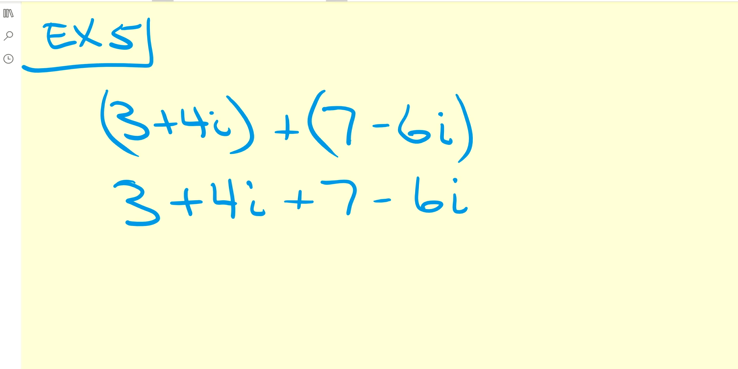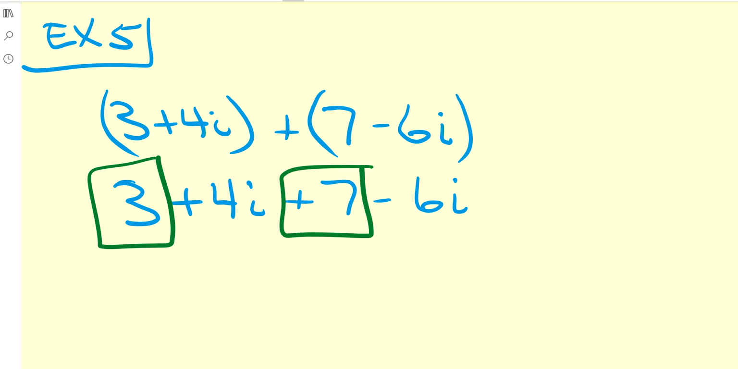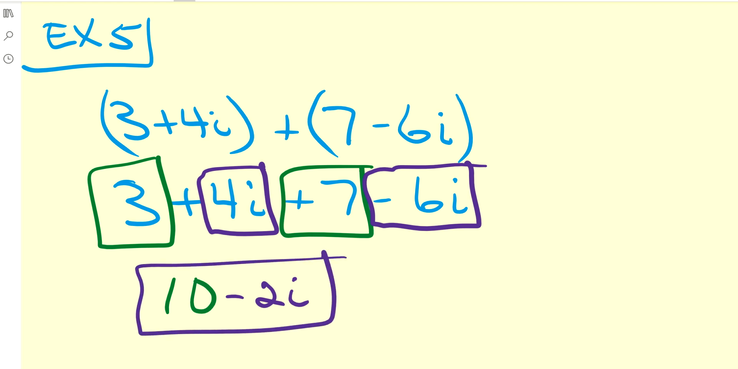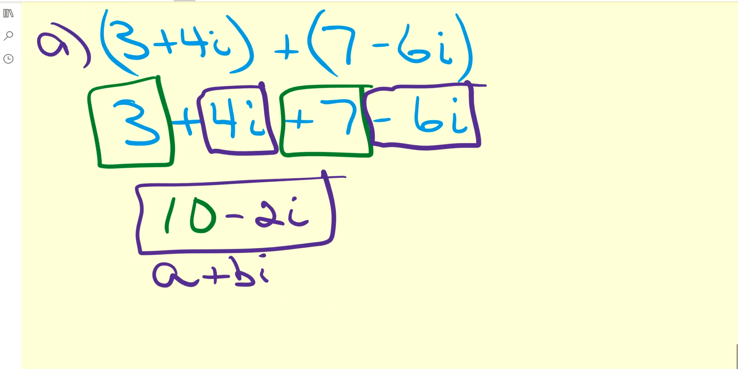So that would be what? 3 plus 7 is 10. And then I've got 4i minus 6i is negative 2i. And that's my answer, 10 minus 2i. And it's written in a plus bi form. So we got it. All right, that was A. And let's go ahead and do B in the example.